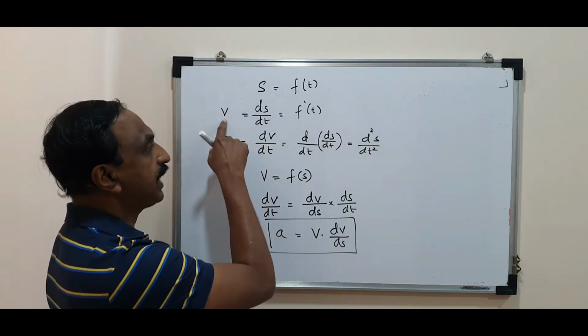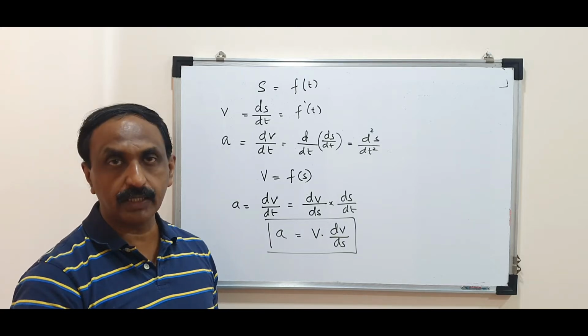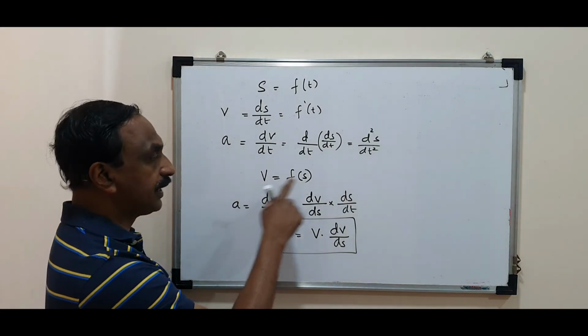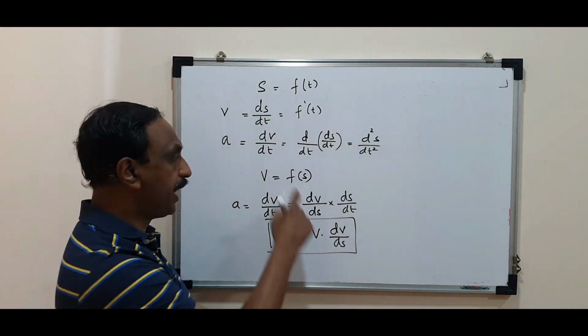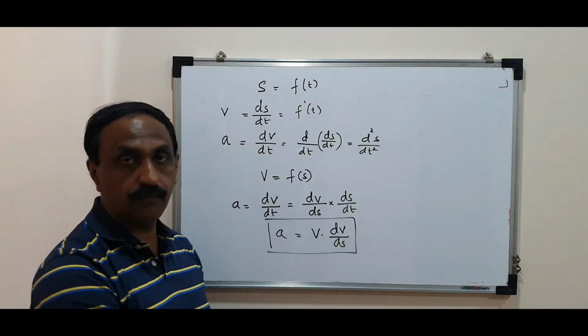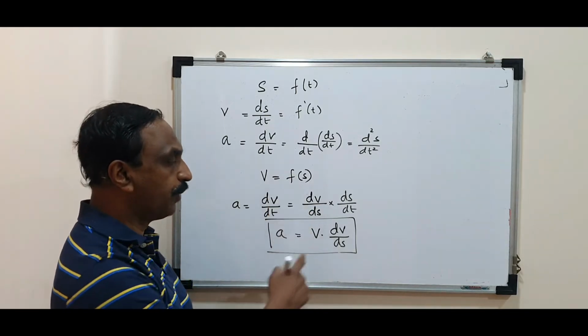If velocity is expressed in terms of time, differentiate velocity with respect to time, and you get acceleration. If velocity is expressed in terms of displacement, velocity multiplied by the derivative of velocity with respect to displacement also gives me acceleration. So there are two types of problem.